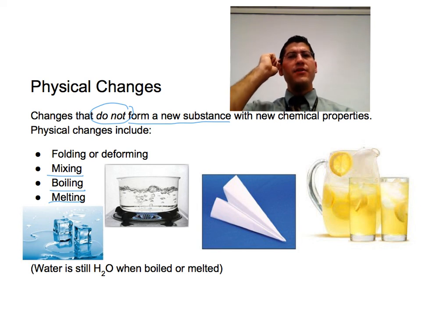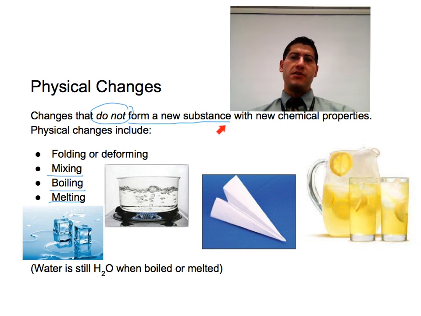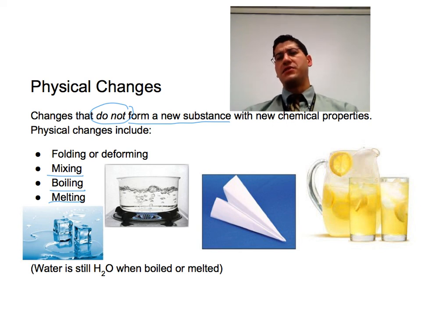In the back of your mind, you should be thinking, is a new substance produced by this change? Have the chemical properties of the substance been changed? Another example of a physical change is making a paper airplane. If you make a paper airplane out of a sheet of paper, the paper doesn't undergo a chemical reaction. Its chemical properties don't change.